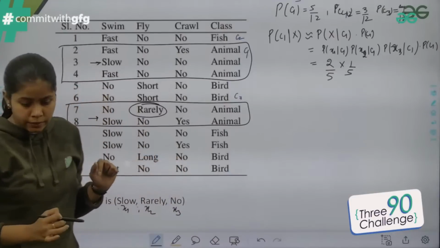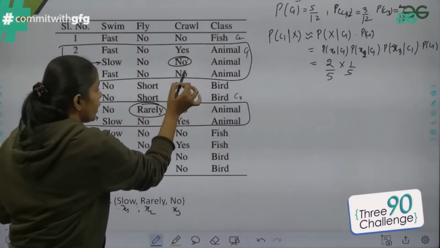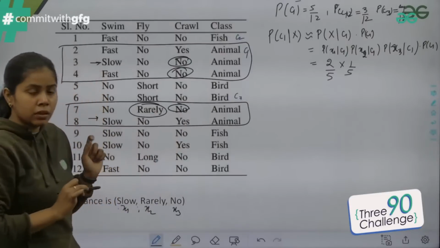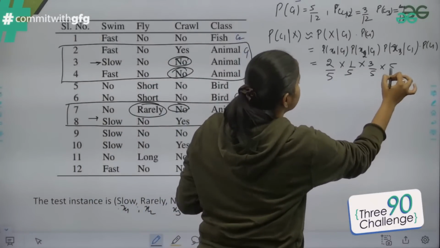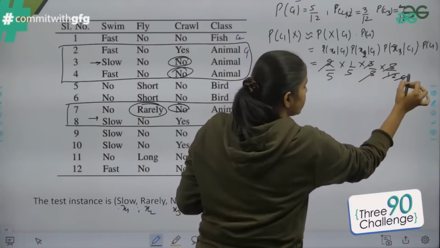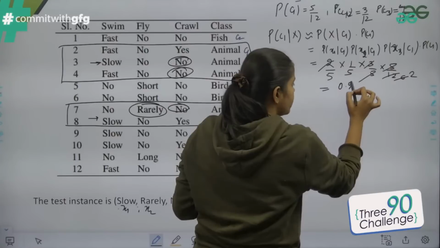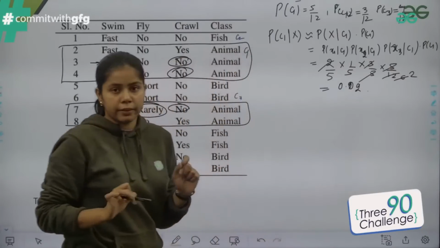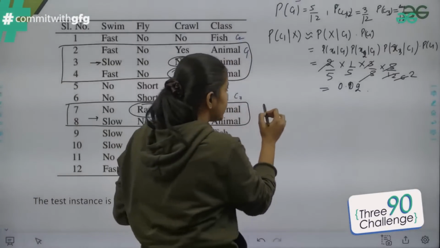For x3 given c1, x3 is no. So I have 1 no, 2 no, 3 no's. That means 3 by 5. And I'll write the probability of c1, that is 5 by 12. If I solve this, 2 sixes are 12, 3 twos are 6. On solving, we get this probability as 0.02, right? So I got the probability of c1 given x.